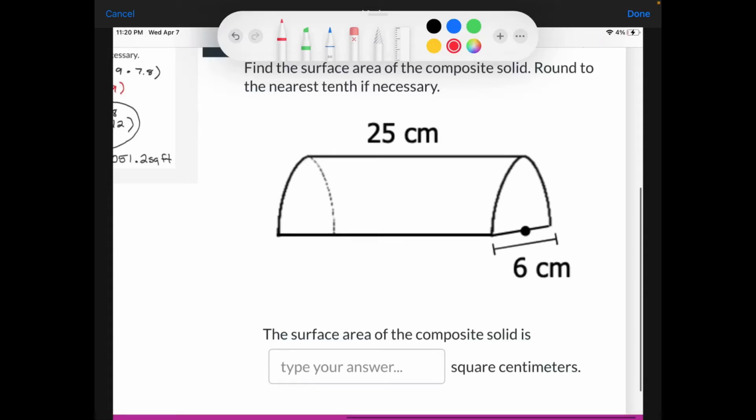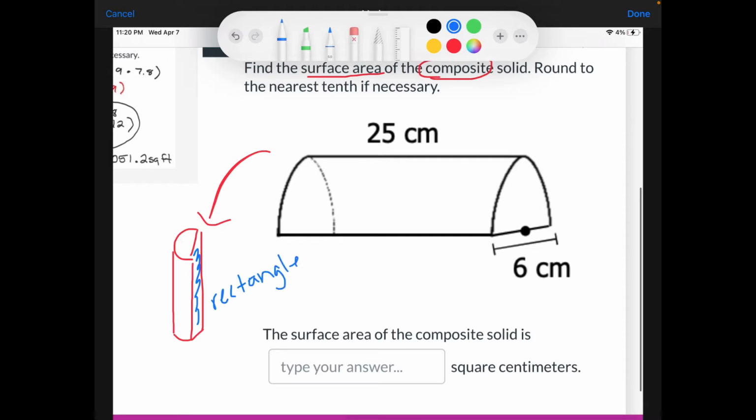All right, here we want to find the surface area of this composite solid. Composite means more than one. And so if I were to stand this picture up, it would be something like this. And so we can break this shape into two. We have a rectangle, and we have half of a cylinder.